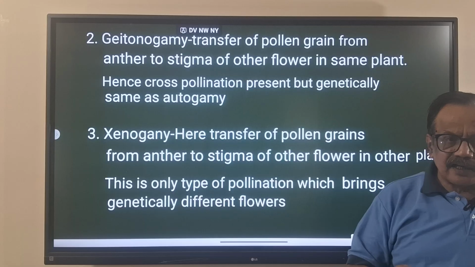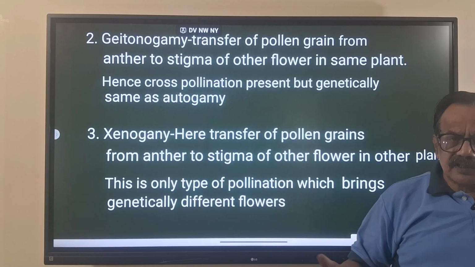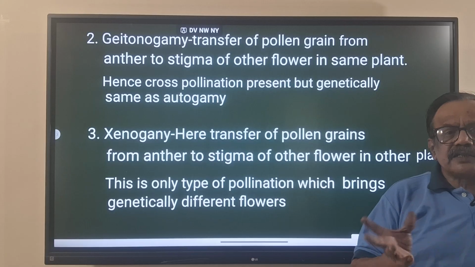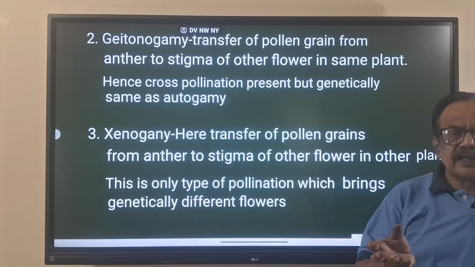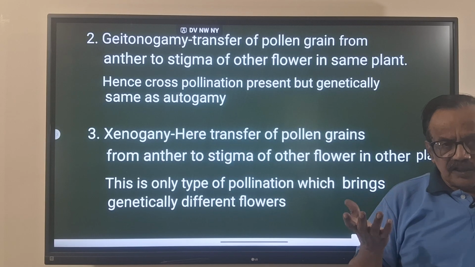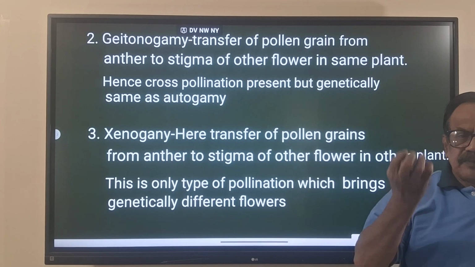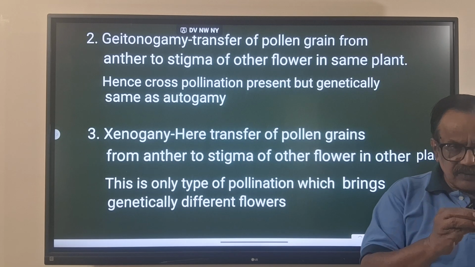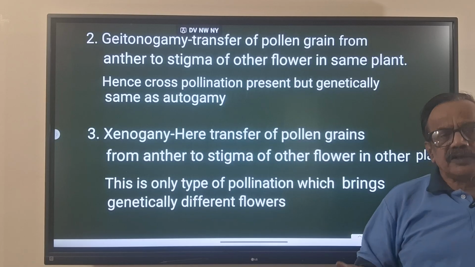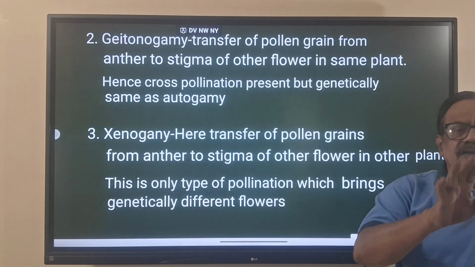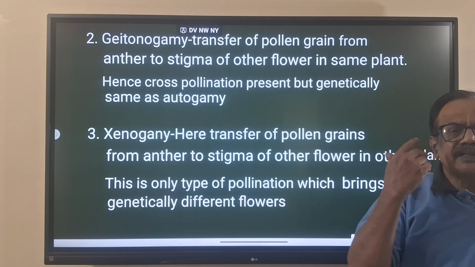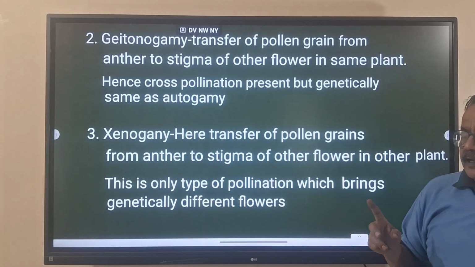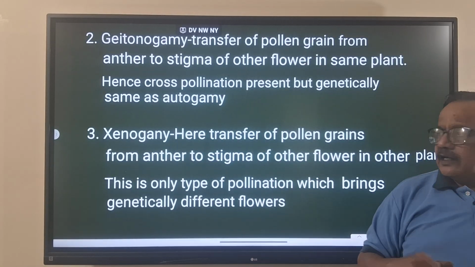They never open, so there is no question of pollinators. The requirements are that the anther and stigma mature at the same time, the anther to release the pollen and the stigma to receive it, and both must be very close to each other. Because of that, seed setting is guaranteed, but the genetic variation will be very, very less.